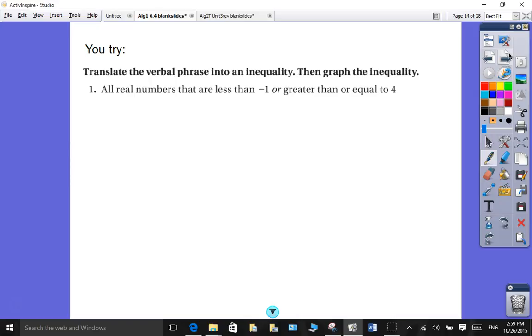Translate the verbal phrase into an inequality, then graph: all the real numbers that are less than -1 or greater than or equal to 4. Right? This is our x, all the real numbers. All the real numbers that are less than -1 or all the real numbers that are greater than or equal to 4. Right? That's what that phrase says.